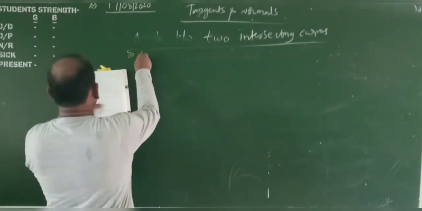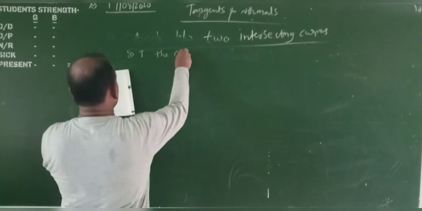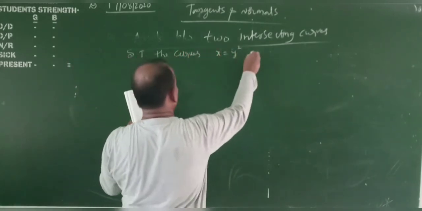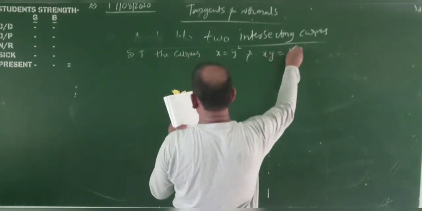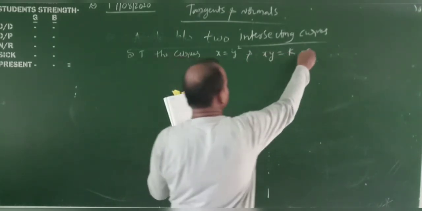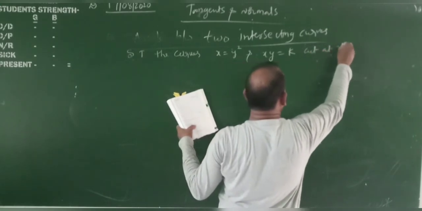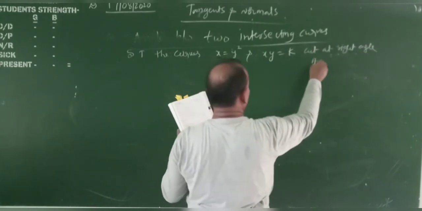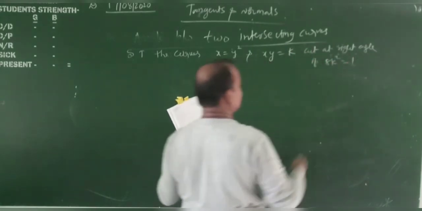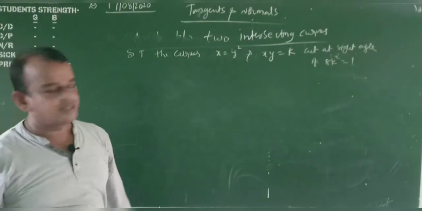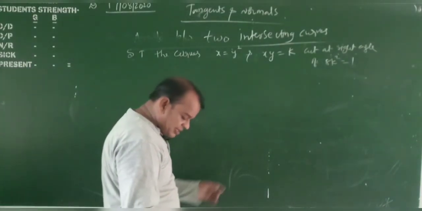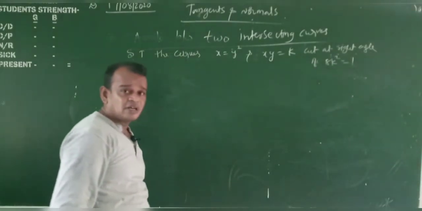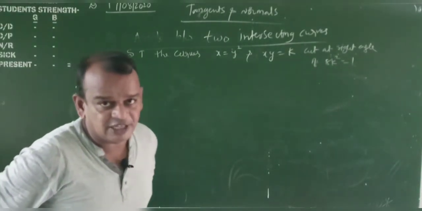very, very important, show that the curves x is equal to y square and xy is equal to k cut at right angles. If they cut at right angles, then prove that 8k square is equal to 1. Cut at right angles means orthogonal. m1 into m2 is equal to minus 1.